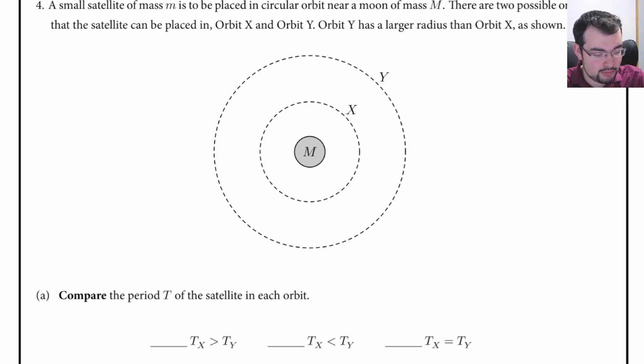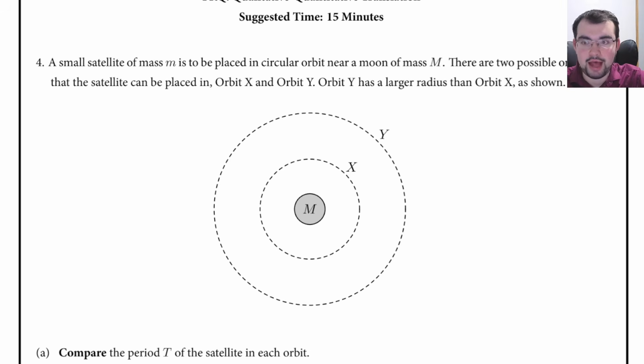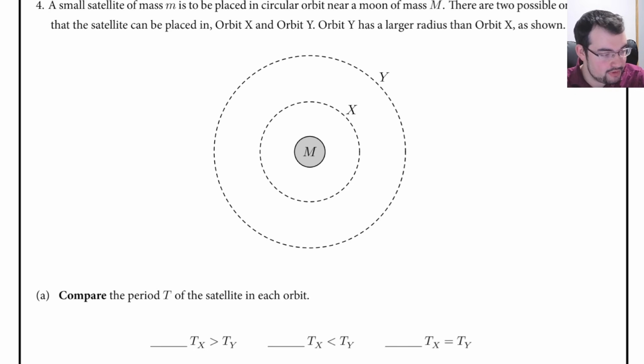All right, compare the period T of the satellite in each orbit. Well, I certainly know a quantitative way of doing it. Now, if you have this in your brain, that's cool. If not, we can reason through it regardless. If you have astronomy backgrounds, or if you did this during gravitation, there's a relationship called Kepler's third law.